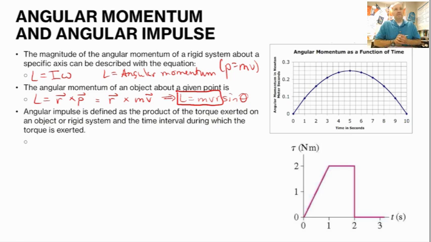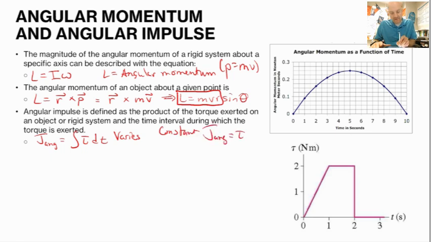Now, just like we did with momentum, there is the impulse-momentum theorem, or angular impulse. I'm just going to call it J sub ang. It's going to be the integral of the torque dt. So the amount of impulse is the integral of the torque exerted on an object over that time interval, if your torque varies. If it's constant, the angular impulse will just be tau delta t. Again, this linear to rotational quantity piece.